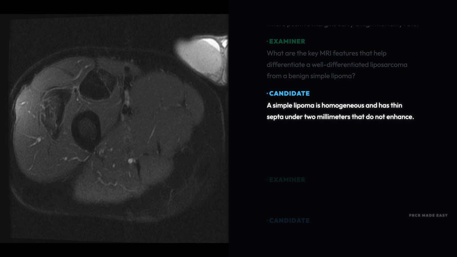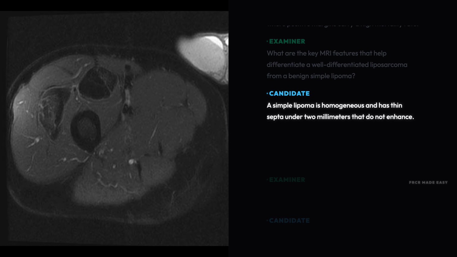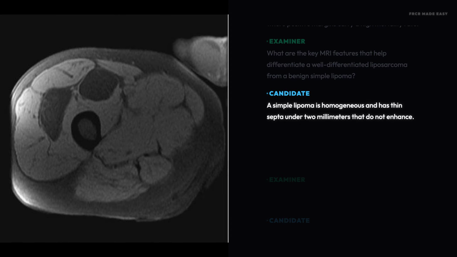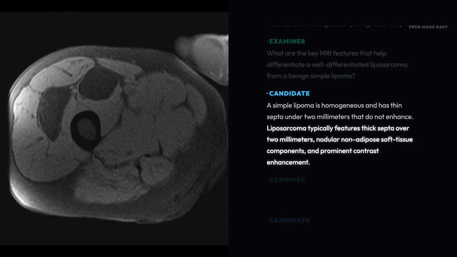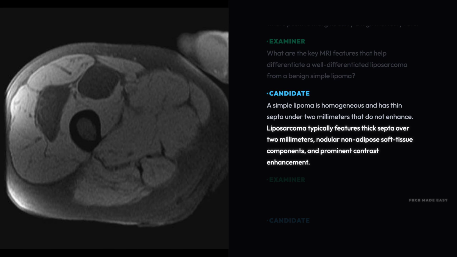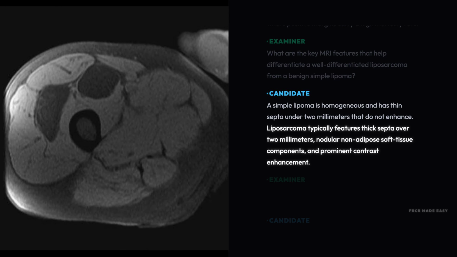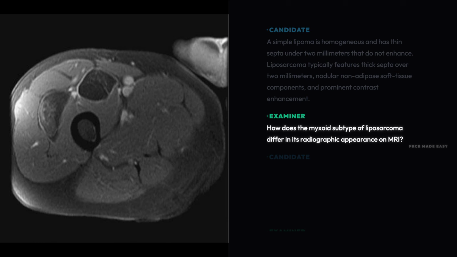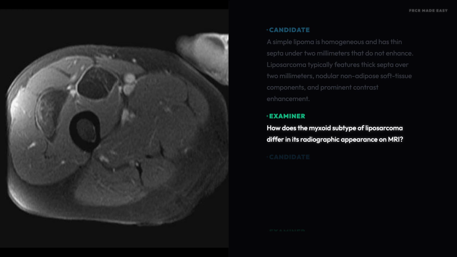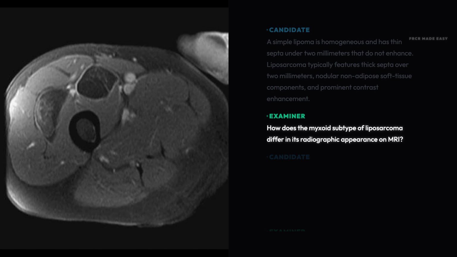A simple lipoma is homogeneous and has thin septa under 2 millimeters that do not enhance. Liposarcoma typically features thick septa over 2 millimeters, nodular non-adipose soft tissue components, and prominent contrast enhancement. How does the myxoid subtype of liposarcoma differ in its radiographic appearance on magnetic resonance imaging?